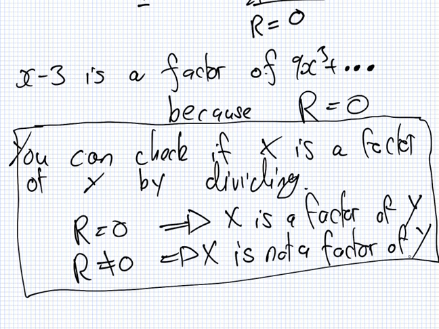Does this make sense? Yeah. So you can use long division to check if something has a remainder or not.